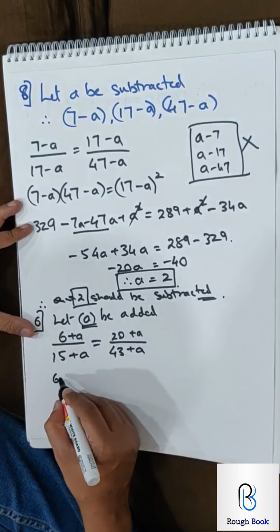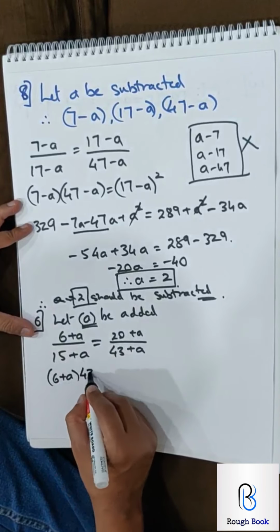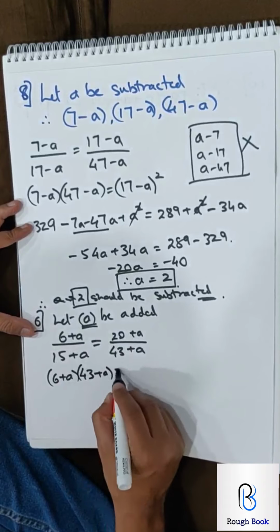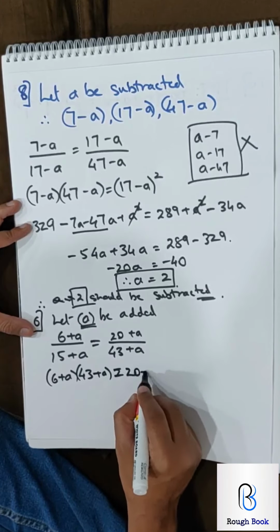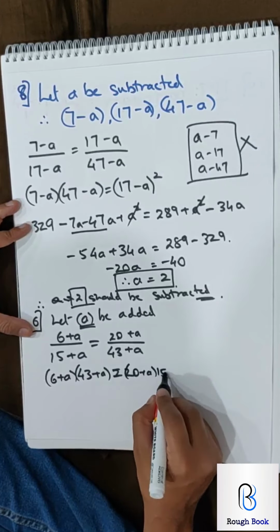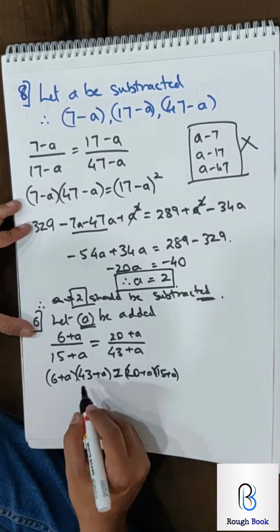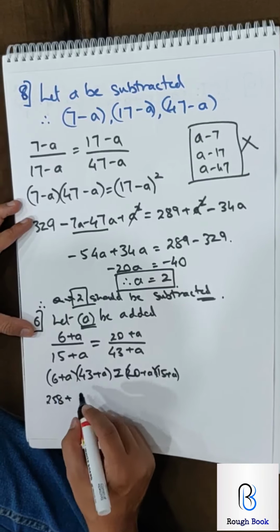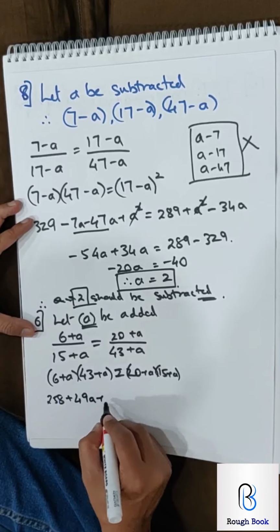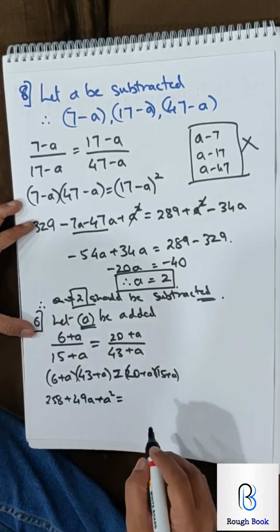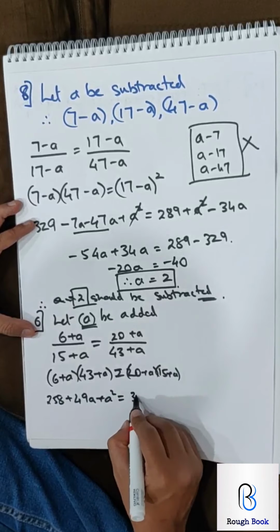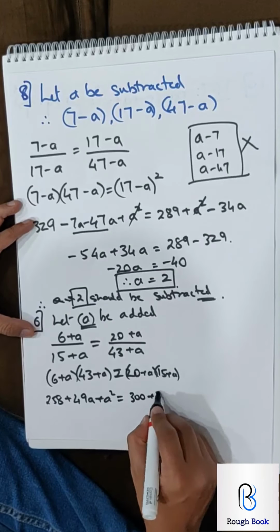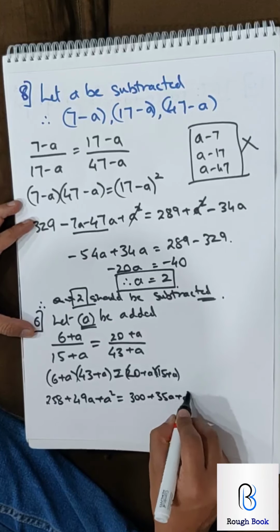Let us cross here. 6 plus a, 43 plus a is equal to 20 plus a, 15 plus a. So what will I get? 6 into 43, 258, plus 6a, 43a, so 49a plus a square. On this side 20 into 15, so 300 plus 35a plus a square.